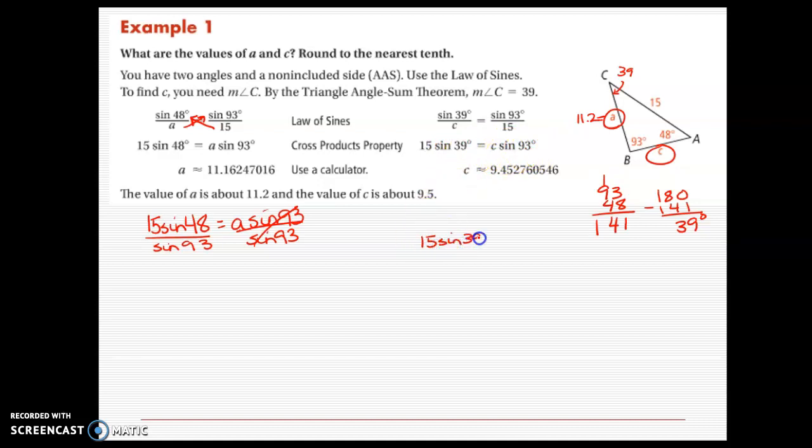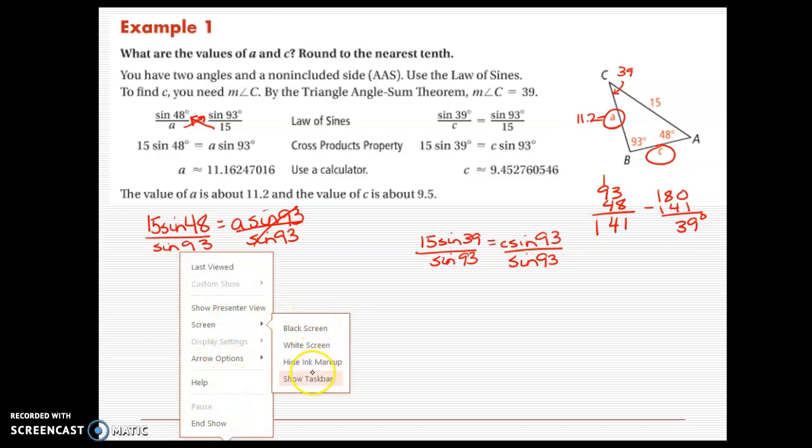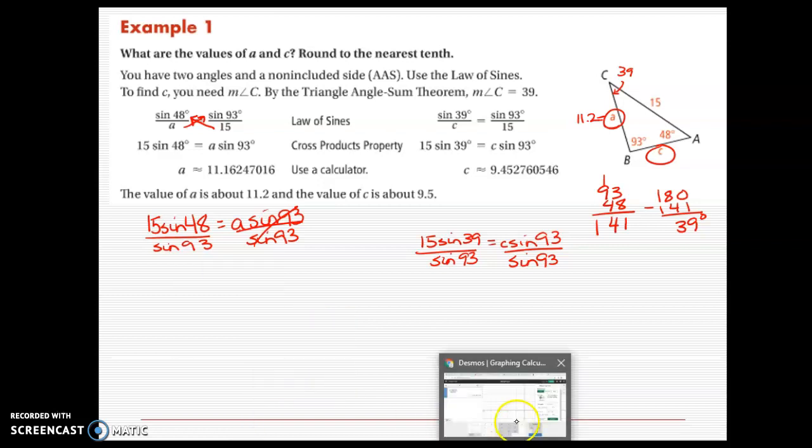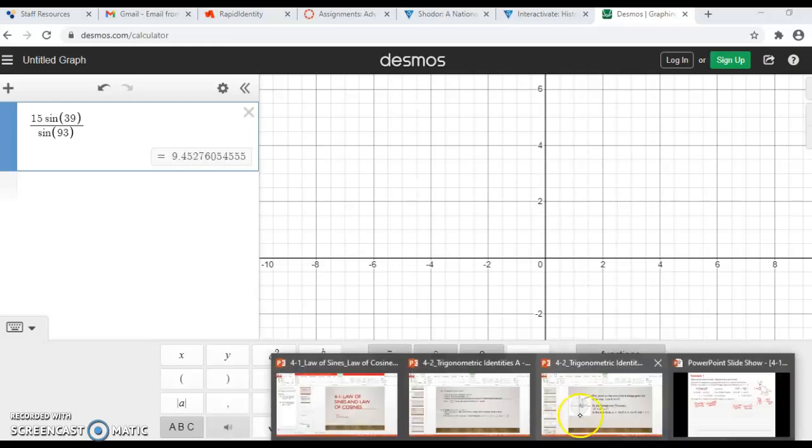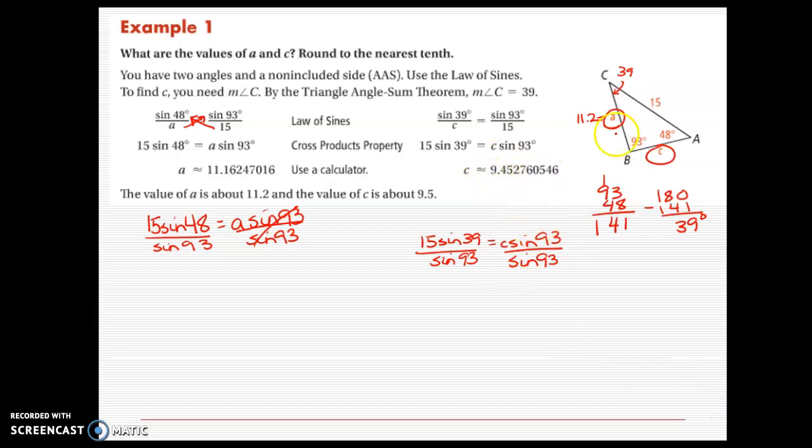You're going to divide by the sine 93. And it actually is pretty easy to do on the Desmos calculator now, because that's just going to be changed, oops, that one, to 39. And there we go, 9.5 is about what we get. 9.5. Approximately.